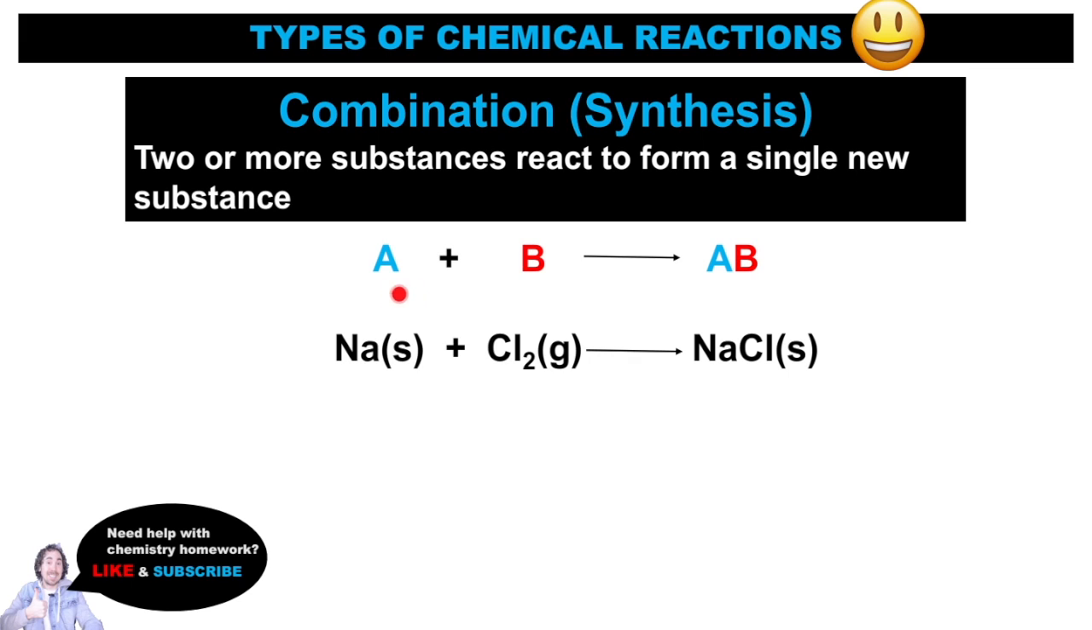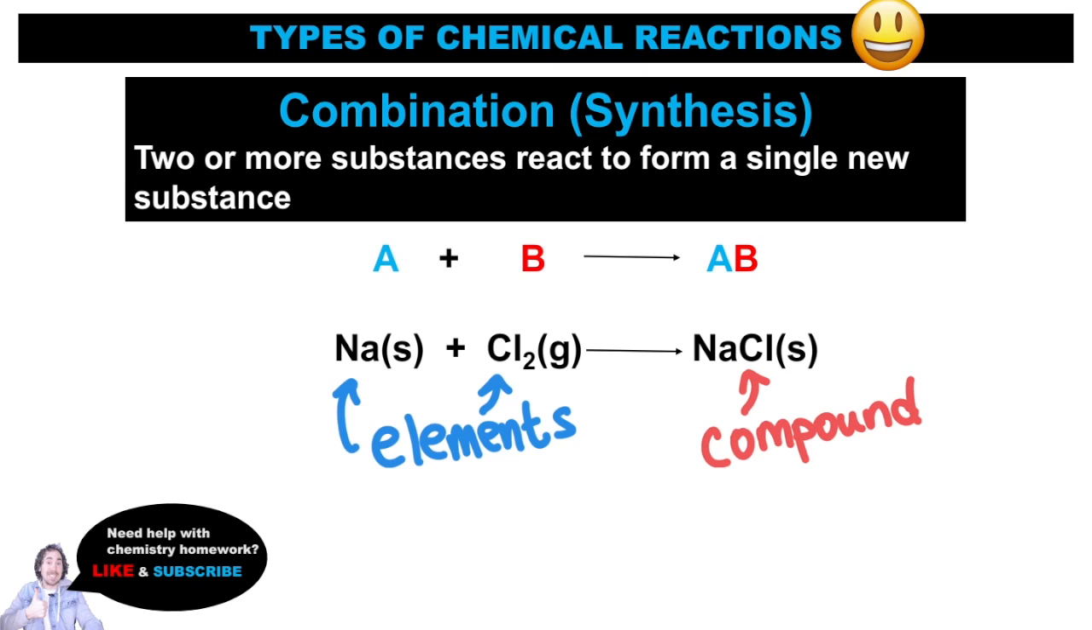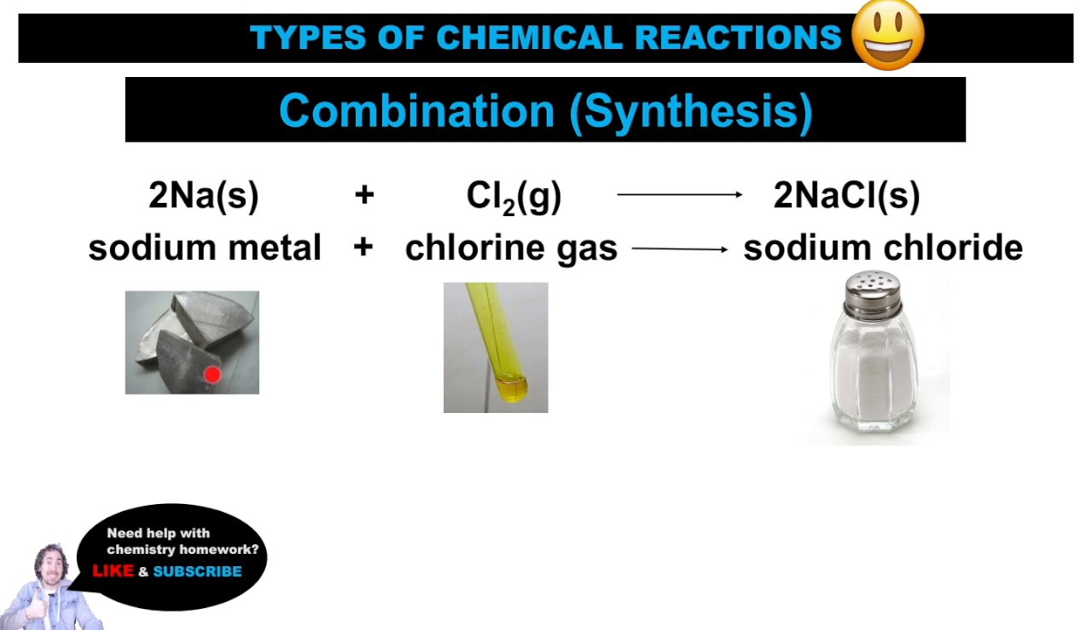A combination reaction is when 2 or more substances combine to form a single new substance. The most basic combination reaction is when 2 elements react to form a single new compound. Solid sodium metal reacts with chlorine gas to produce solid sodium chloride.